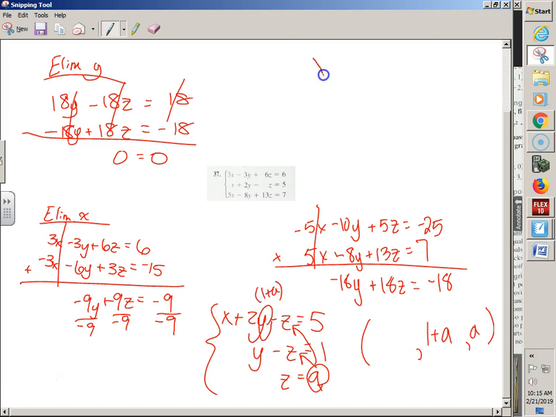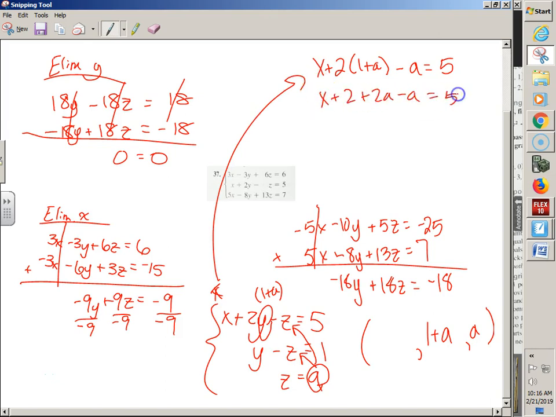I'm going to come up here. So x plus 2 times 1 plus a minus z, solving for x, having gotten the other two. And pretty quickly, I think you can double check my math. We end up with x equals 3 minus a.